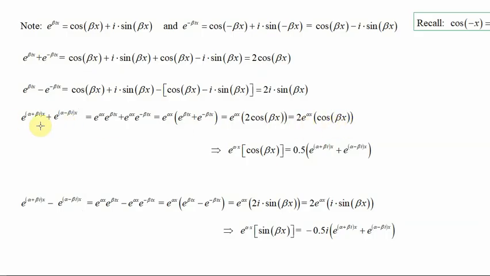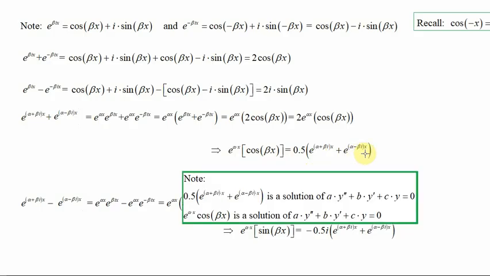Dividing by 2, we get e to the alpha x cosine beta x is equal to 0.5 times e to the alpha plus beta ix plus e to the alpha minus beta ix. And as pointed out a few minutes ago, this is a solution of the linear homogeneous differential equation. And therefore, e to the alpha x times cosine beta x is a solution of the linear homogeneous differential equation.